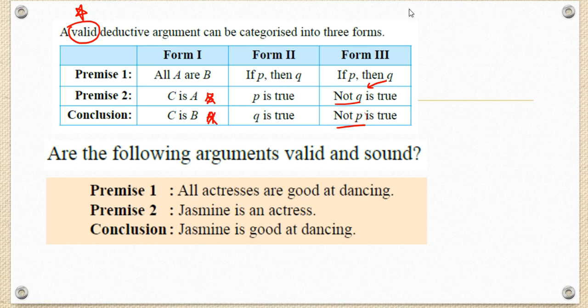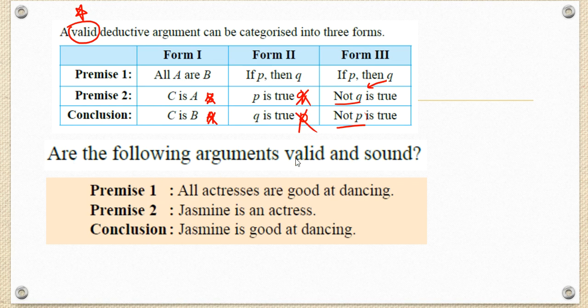Then if we see form 2: premise 1, if P then Q. When you see this, then for premise 2, you will say Q is true. Premise 2, Q will be written first, then only P will be the conclusion. If it's this way, it is not valid because it didn't follow form 1, form 2, or form 3. Not valid. Wrong.